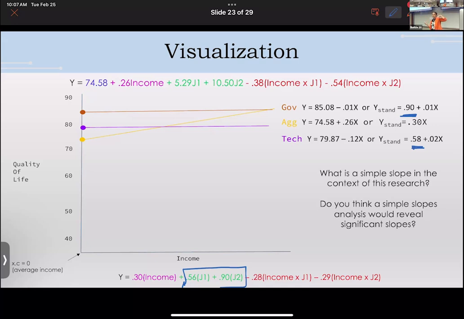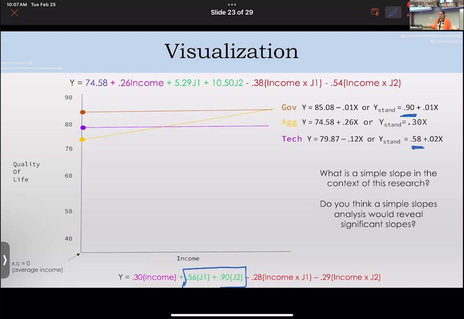Perfect. When you are describing a simple slope, it should start with a relationship between a predictor and an outcome, and it should be what? At a certain level of your moderator. When you're dummy coding, or it's a categorical moderator, it's going to be one of your levels. When it's a continuous moderator, it's going to be when that moderator is high or low.